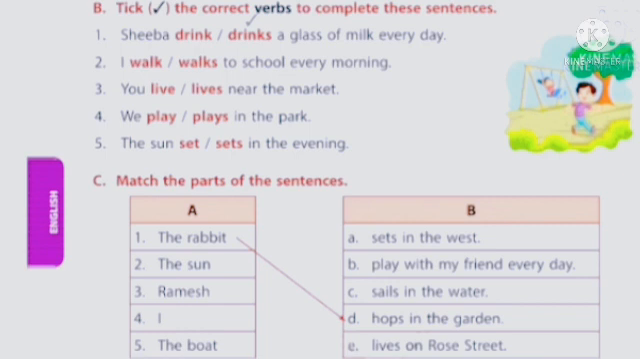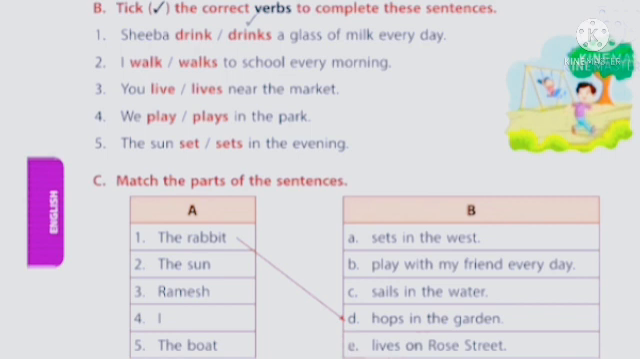So which is the right word here? Sheba drinks. That is the right one. So Sheba drinks a glass of milk every day. Second one, I walk or walks to school every morning. It is also talking about a habitual action.